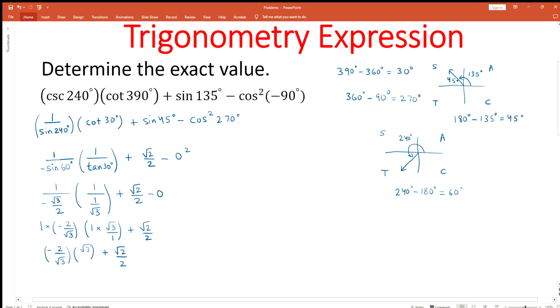Next, we can multiply the terms negative 2 over square root 3 times square root 3. The denominator of square root 3 is 1. We can multiply these fractions by multiplying the top terms and the bottom terms. I get negative 2 square root 3 over square root 3 plus square root 2 over 2. Next, we can cancel out the square root 3's.